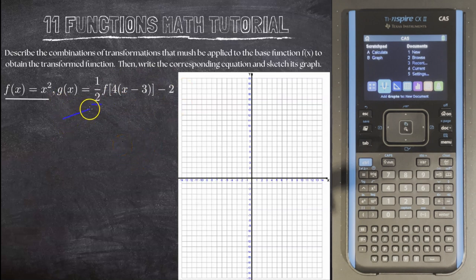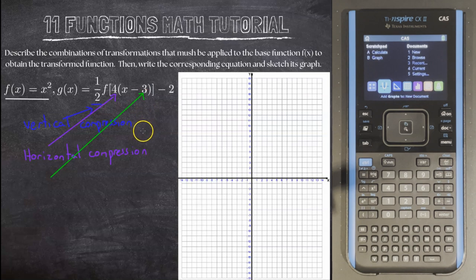This 1/2 here is a vertical compression. This 4 is a horizontal compression.